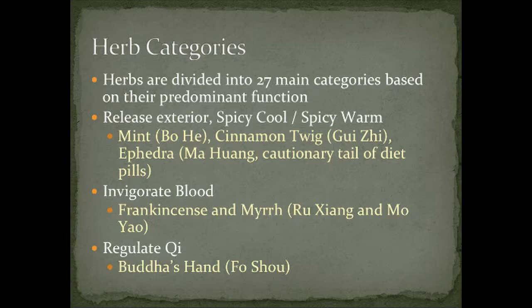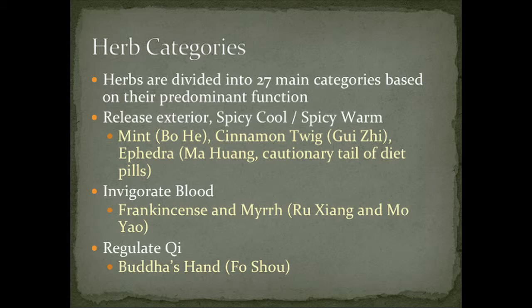The herb categories are generally divided into 27 main categories, based on their predominant function, whatever the main thing that they do is. However, all these different herbs have anywhere between 1 and 7 different things that they do, but number one is its category. So we're going to walk through a bunch of different examples of different categories and give some common herbs that you will know and be aware of that are less esoteric.